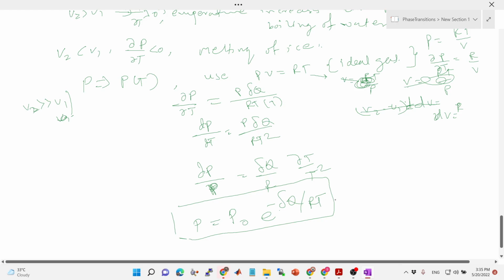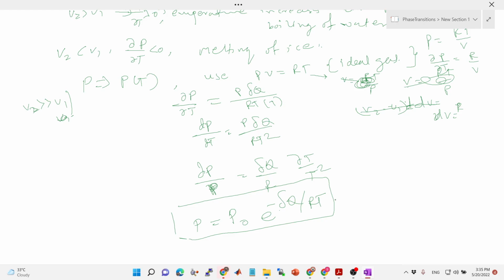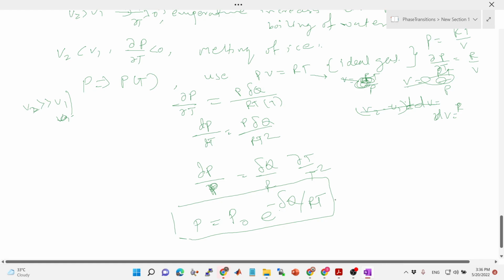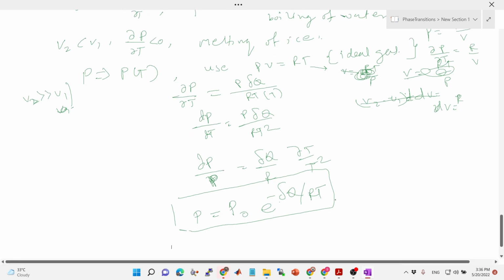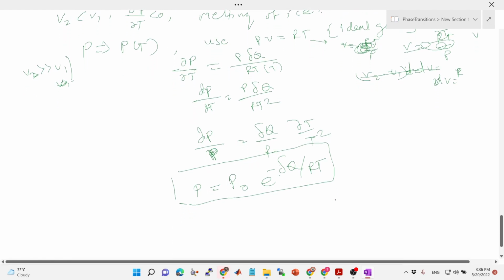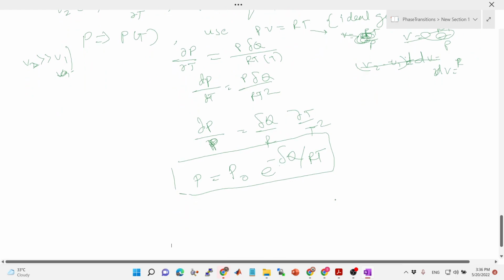This shows that as the temperature is increased, since temperature is in the denominator of the exponent, the vapor pressure increases because there is a minus sign in the exponential. And if delta Q is the latent heat of vaporization, we can think of it as being required to increase the temperature of the system further.